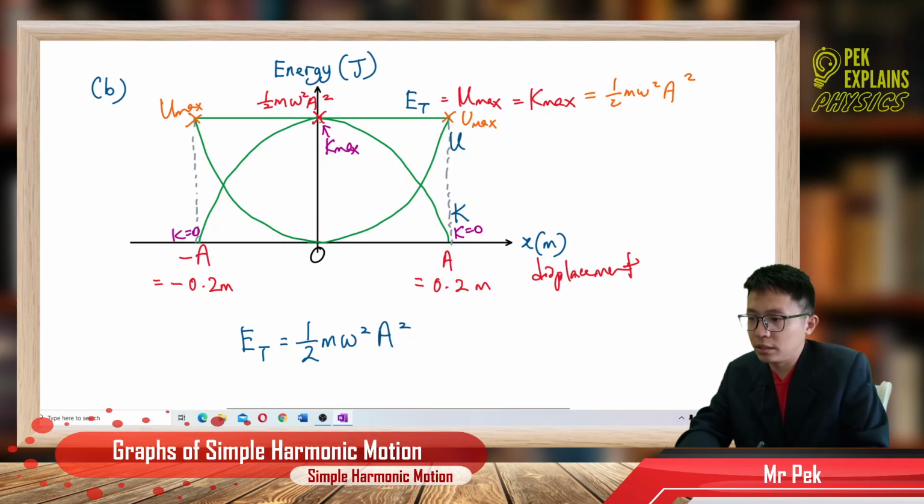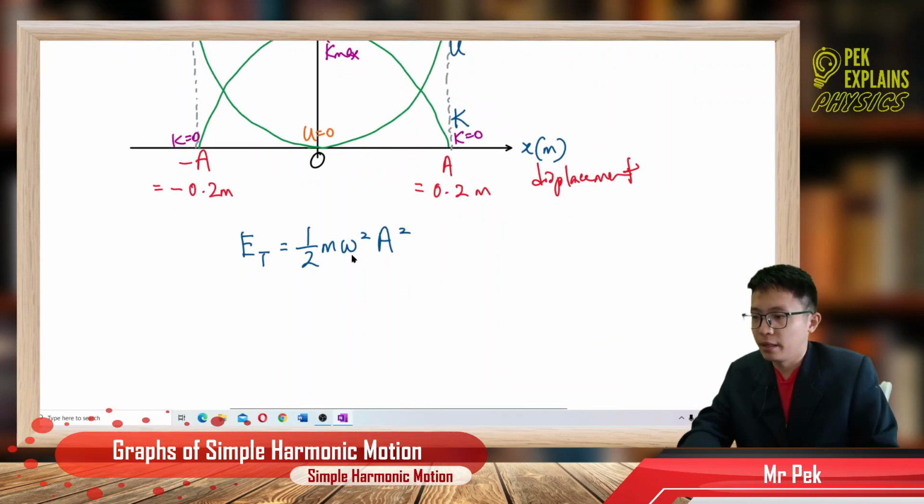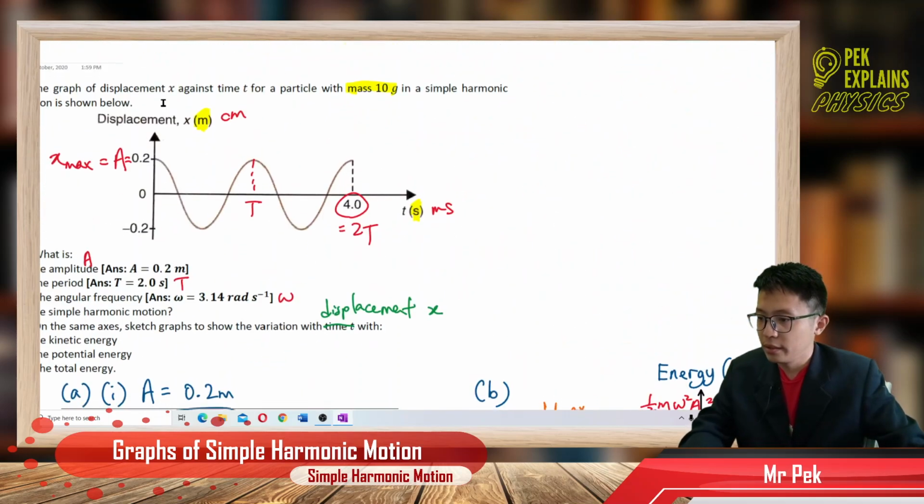The potential energy is 0 at the equilibrium, and K is maximum at the equilibrium. So we need to find this maximum value, half m omega squared A squared, and label it here also. If not, we will lose marks for no label. So what's the total energy? Half, we have the mass. Yes, 10 gram.